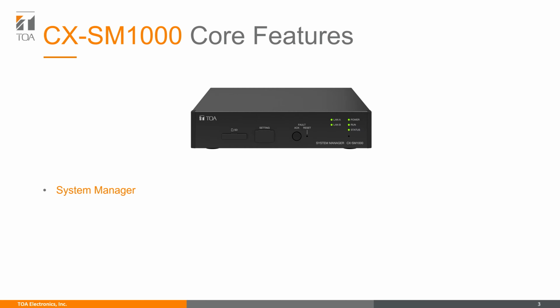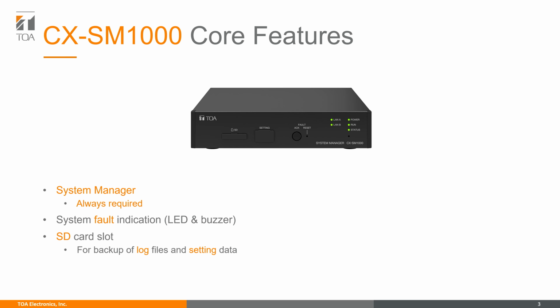In every CX system, a CX-1000 is required. Its primary job is to run your CX system, but it also has standalone features. For example, it provides system fault indication via LED and a buzzer warning. So, if there's a fault in any of the components of the system, it can be displayed at this central point. Additionally, there's an SD card slot, and this can be used to back up log files and setting data.